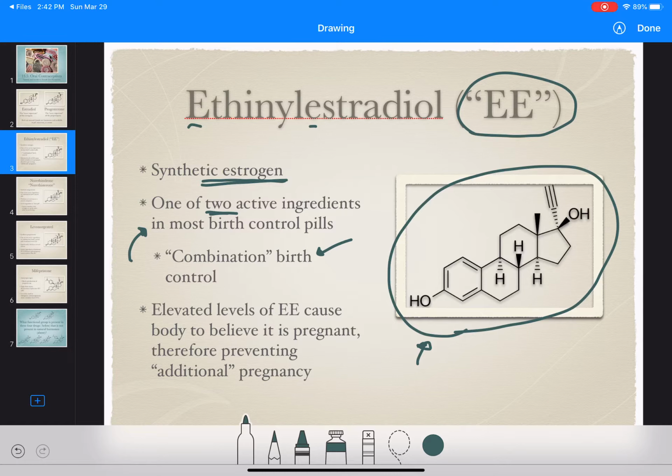It works as a birth control because when our bodies have high levels of this ethinylestradiol, our bodies get tricked into thinking that they're pregnant. And so when we are pregnant, we don't try to become pregnant a second time. So if we can trick our body into thinking that it's pregnant, it's going to kind of shut off the process of starting a second pregnancy. So this is one synthetic hormone.